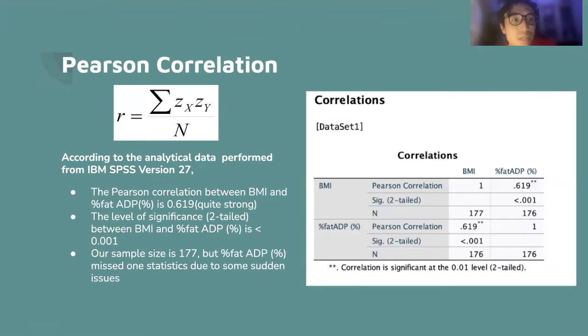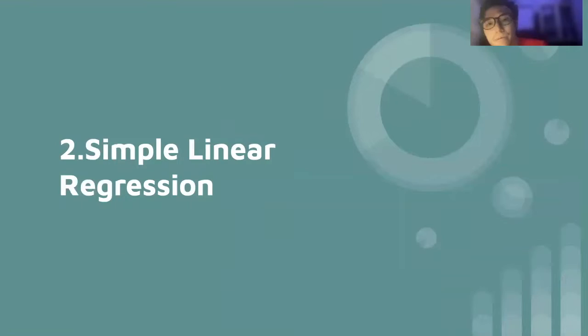Next page, please. So according to the IBM SPSS, the Pearson correlation between BMI and percentage fat ADP is 0.619, so it's quite strong. The level of significance, two-tailed, between BMI and percentage fat ADP is smaller than 0.001. So our sample size is 177, but the percentage fat has missed one statistic due to some certain issues. So I pass to another groupmate.